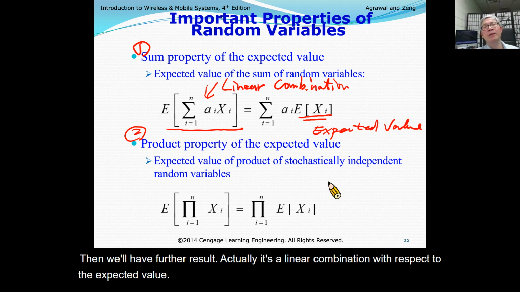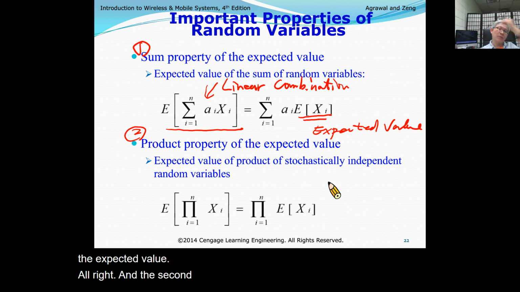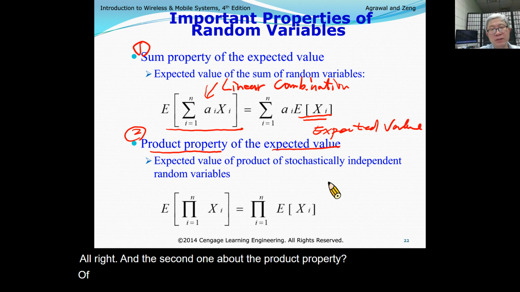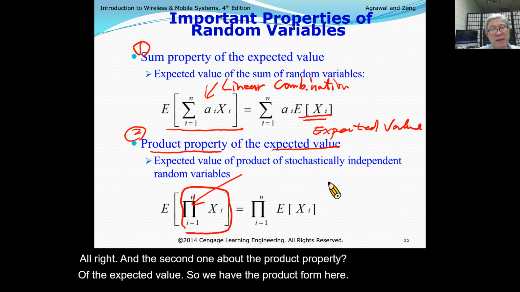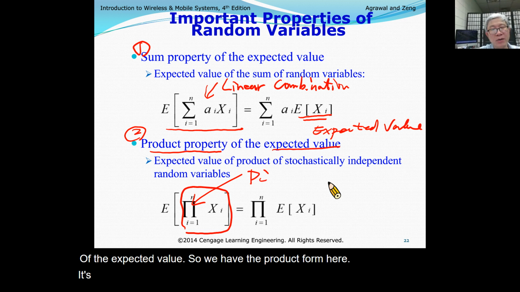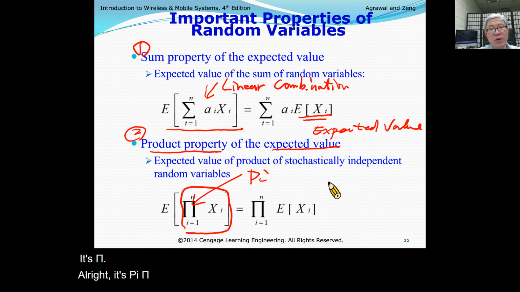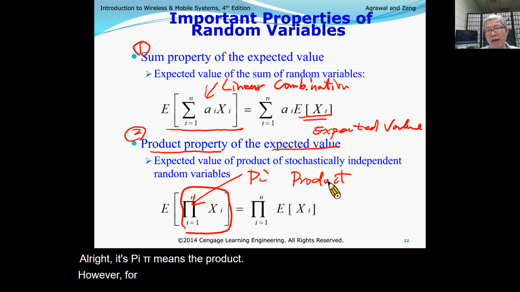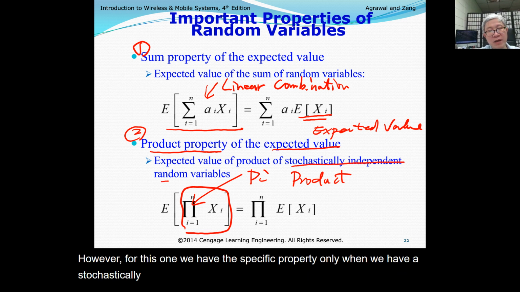All right. And the second one is the product property of the expected value. So we have the product form here. It's pi. Pi means the product. However, for this one, we have a specific property: only when we have stochastically independent random variables do we have this.